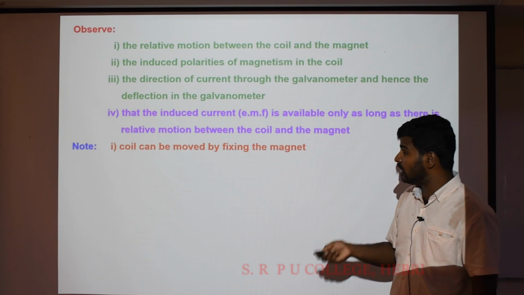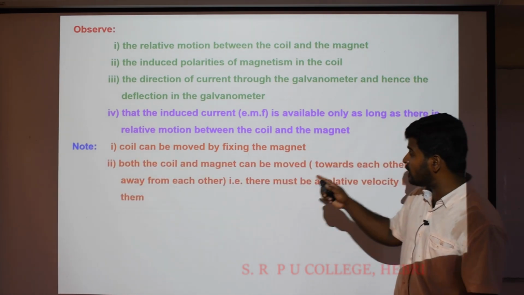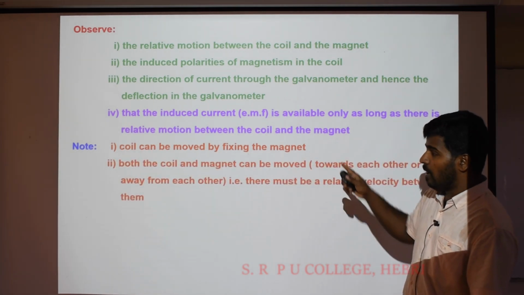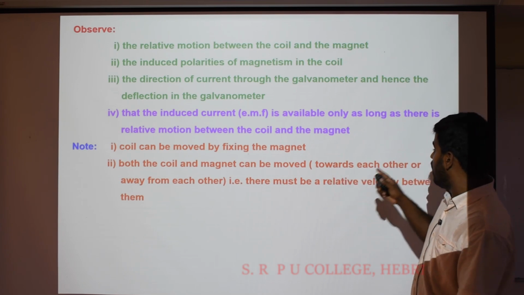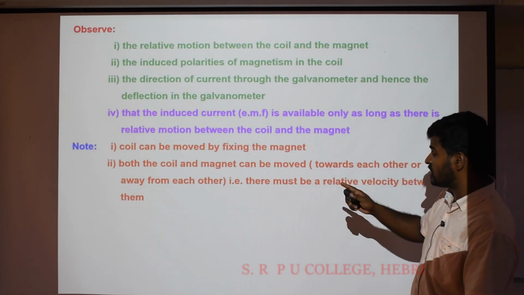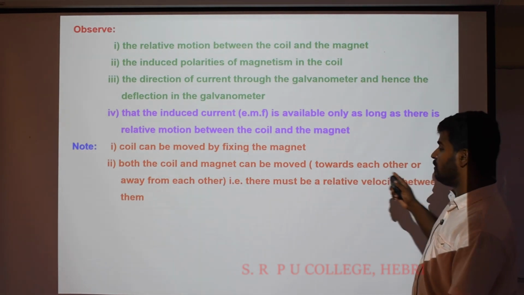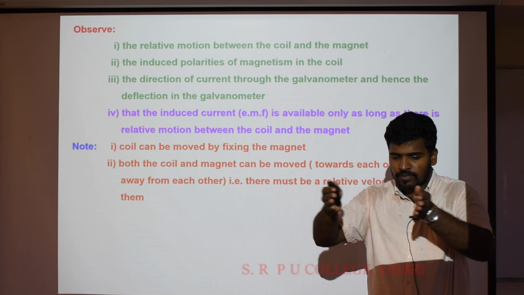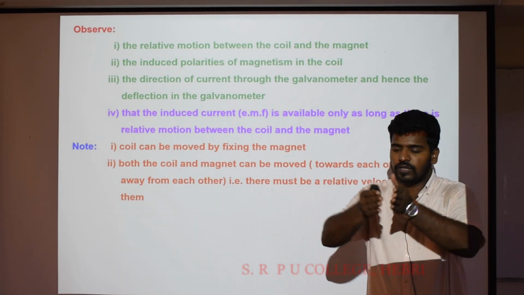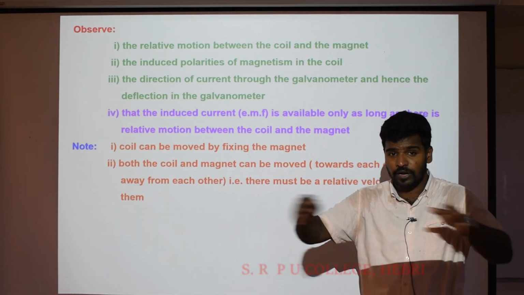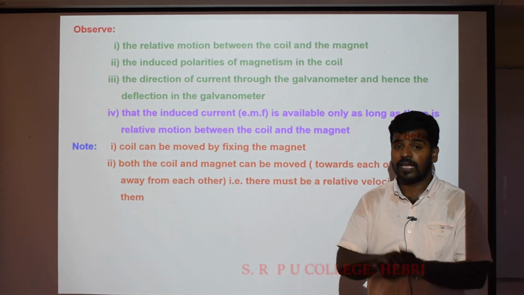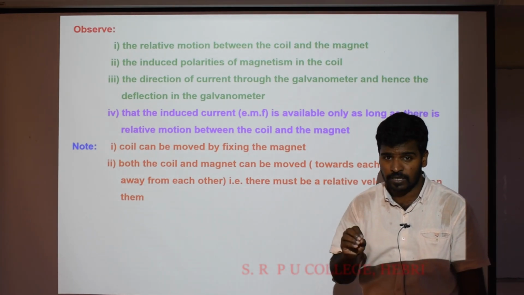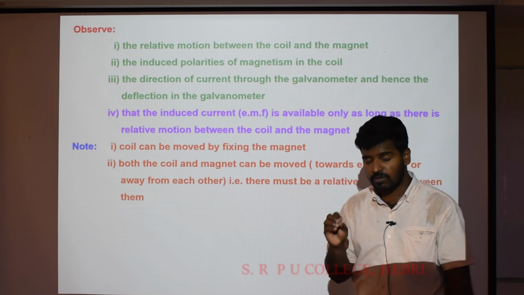Is it clear? The second note: both the coil and the magnet can be moved towards each other or away from each other. There must be a relative velocity between them. Is it clear? See, you can move both. Both the magnet and the coil can be moved, moving towards or moving away. Again there is an induced EMF in the galvanometer. Again there is an induced EMF in the coil.